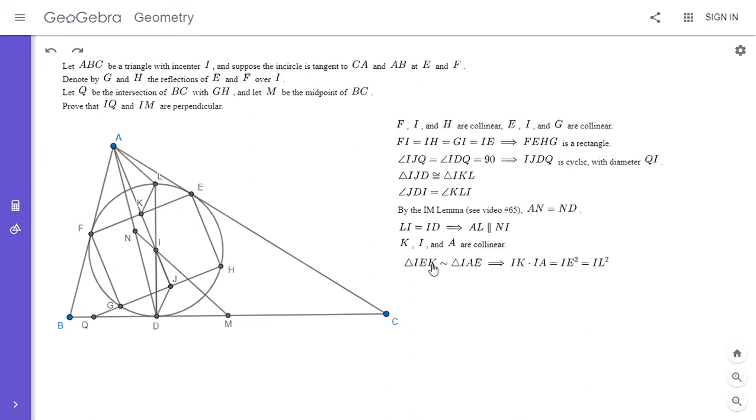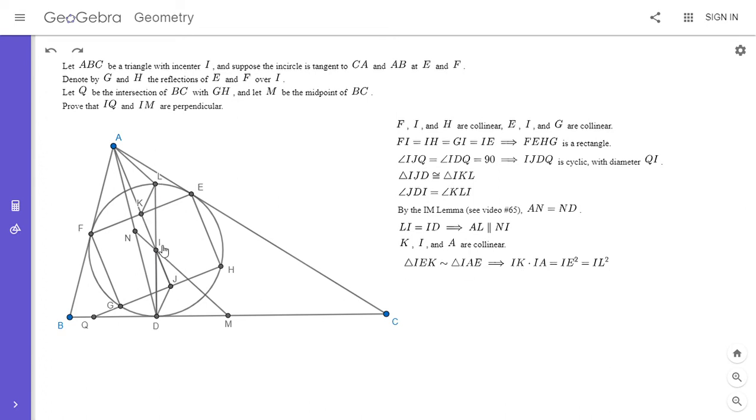So here's a way of proving it. If we look at triangles IEK and IAE, they're both right triangles and they both share an angle. And so IEK has to be similar to triangle IAE. And from there, it's not hard to show that IK times IA is equal to IE squared using ratios. I'm not going to write out the full proof here, but if you haven't seen this, I'd recommend trying to prove it. And IE squared, well, IE is a radius of the circle, so that has to be the same as IL squared. Okay?